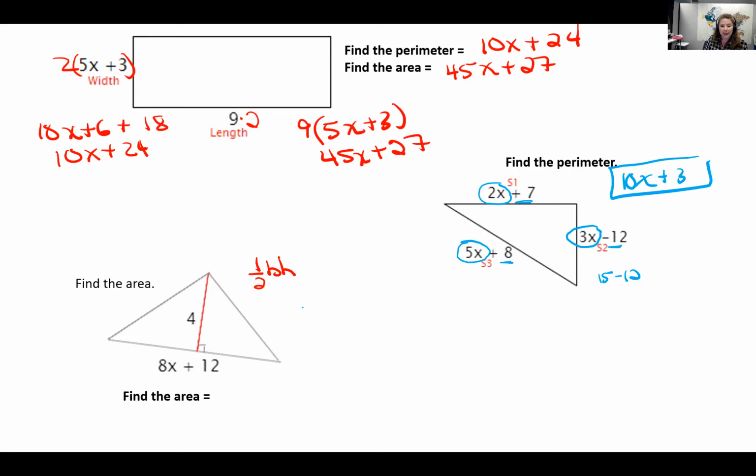Now the area, we don't have enough information to find the perimeter, but we do know that if we multiply half of our base times our height. So let's do our height times our base. So we'll go ahead and half. Well, let's do that last. Actually, let me write it a different way. Well, let's just go ahead and half 4. And then we're going to do this. All right, so now we're going to distribute that 2, and our area is 16x plus 24 inches squared, or whatever it is.